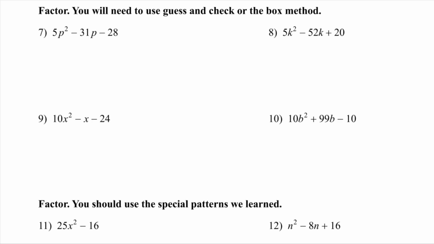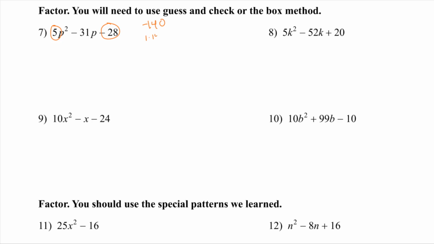Alright, so for the box method, what you start off doing is multiply the first term and the last term's coefficient. So 5 times negative 28 is negative 140. And what we want to do is pick factors of negative 140 that are going to add to give me negative 31.